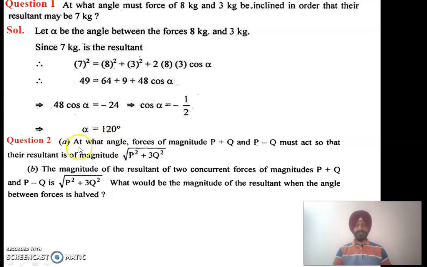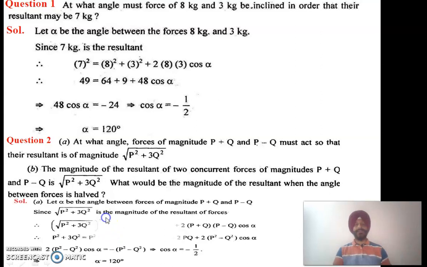Similarly, second question is, at what angle, again we need to find the angle, must forces of magnitude P plus Q and P minus Q act so that their resultant is of magnitude square root of P square plus 3Q square? So same question. One force is P plus Q, other force is P minus Q, and the resultant is root P square plus 3Q square.